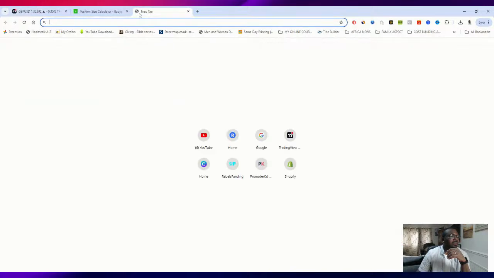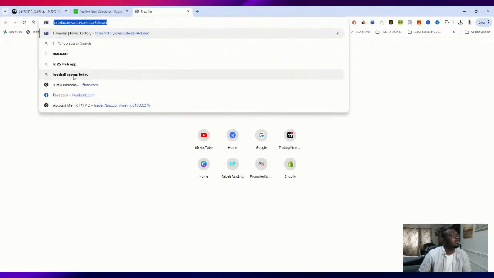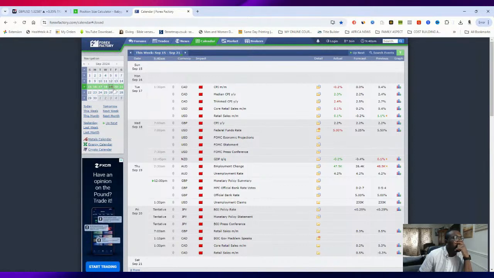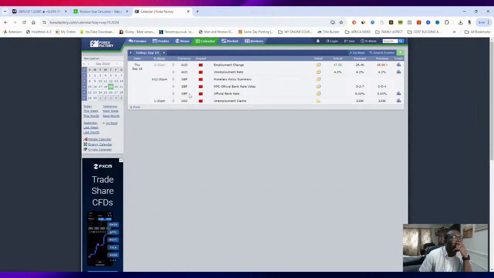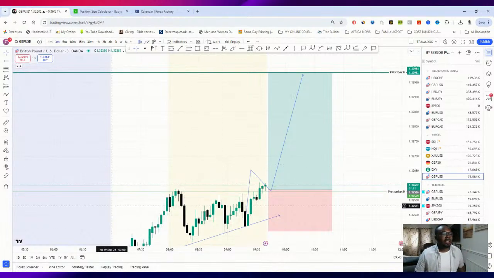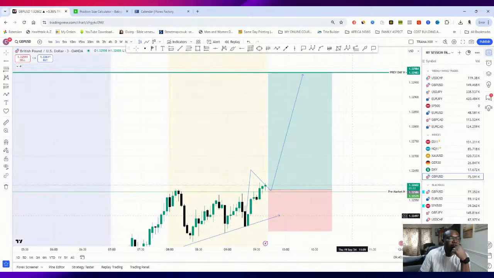Hey, we didn't check the Forex market. Let's see the Forex Factory calendar today. Today is the 19th. 12 o'clock, there is news. Hopefully we'll get our TP hit before the news. Hopefully we hit TP before the news.